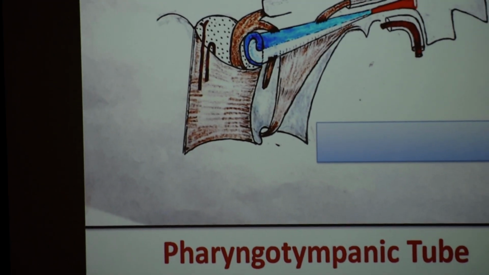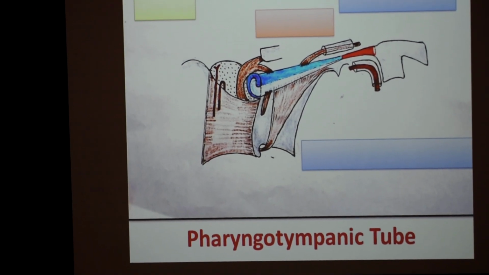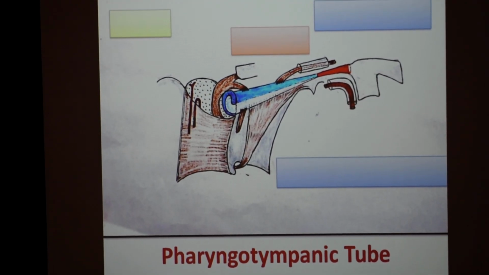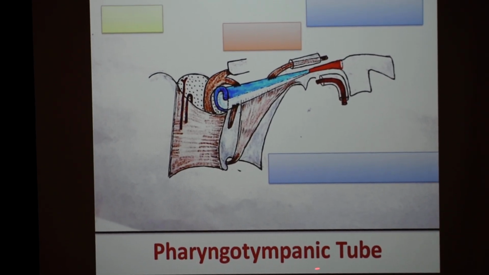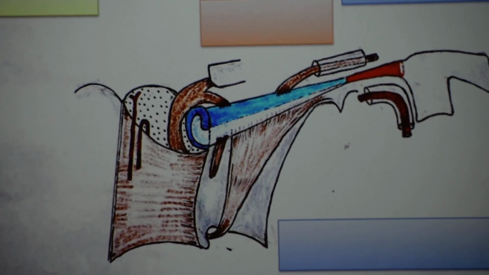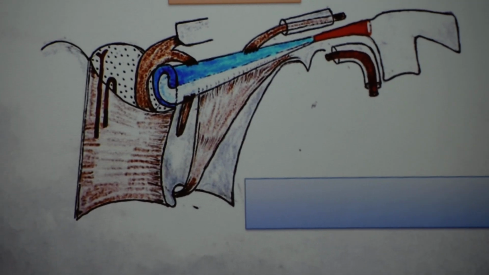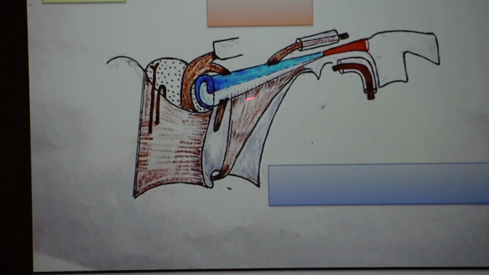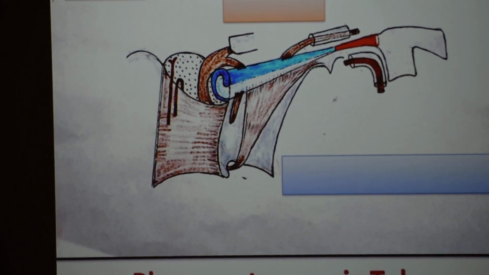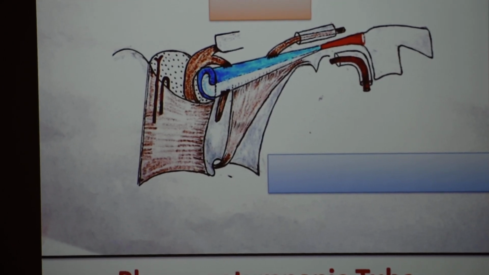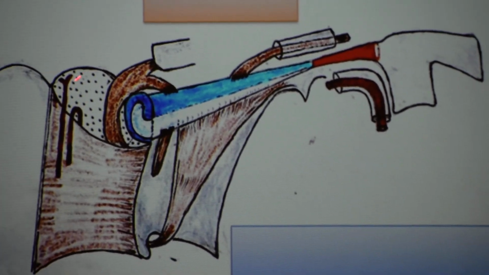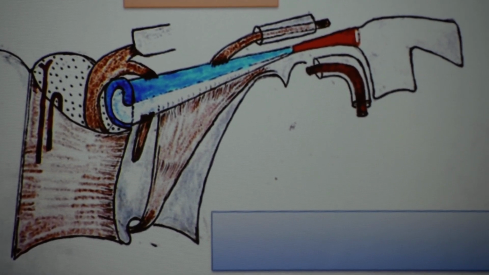Now we discuss one important connecting channel, connecting the lateral wall of the nasopharynx with the anterior wall of the middle ear cavity, that is the pharyngotympanic tube. It is also called an auditory tube and also a Eustachian tube. Now this diagram shows the left auditory tube. It starts from the posterolateral aspect of the middle ear cavity up to where it opens into the lateral wall of the nasopharynx.